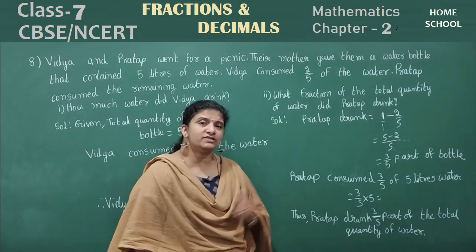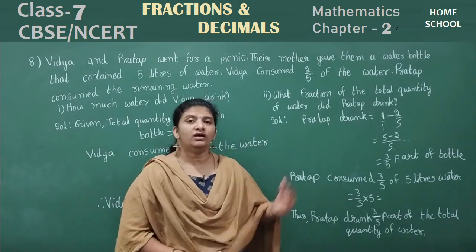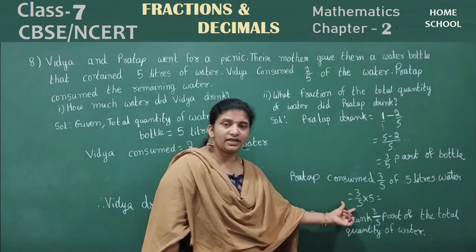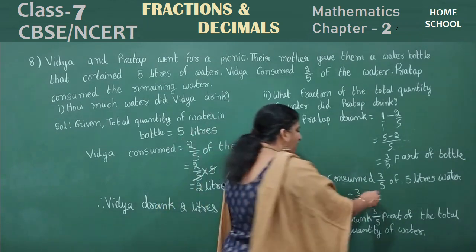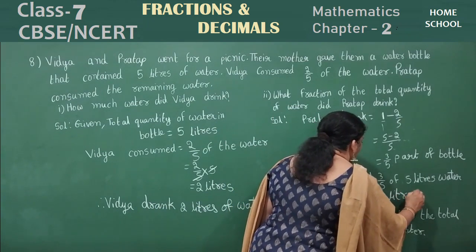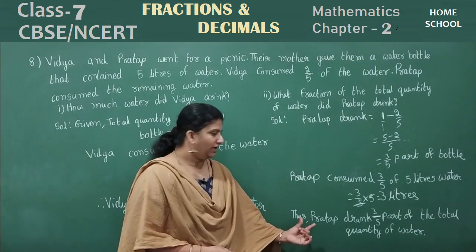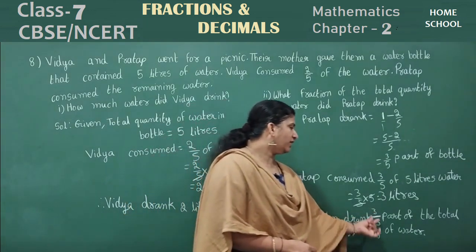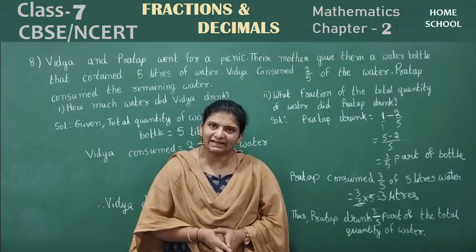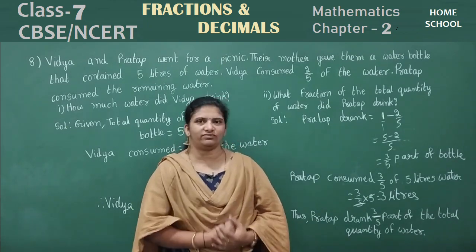So how many liters did Pratap consume, children? 3/5 into 5 liters of water. 5 cancels. That will be 3 liters of water drunk by Pratap. So finally, Pratap drank 3/5 part of the total quantity of water. The liters are 3 and the fraction is 3/5.